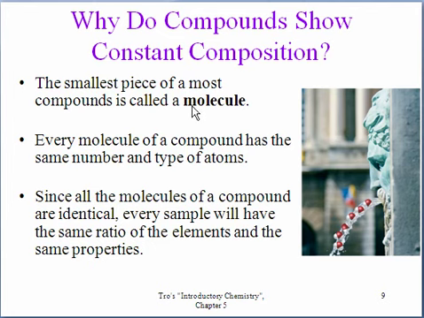The smallest piece of most compounds is called a molecule. Every molecule of a compound has the same number and type of atoms and the same structure. Since all the molecules of a compound are identical, every sample of it will have the same ratio of the elements and therefore have the same chemical and physical properties.